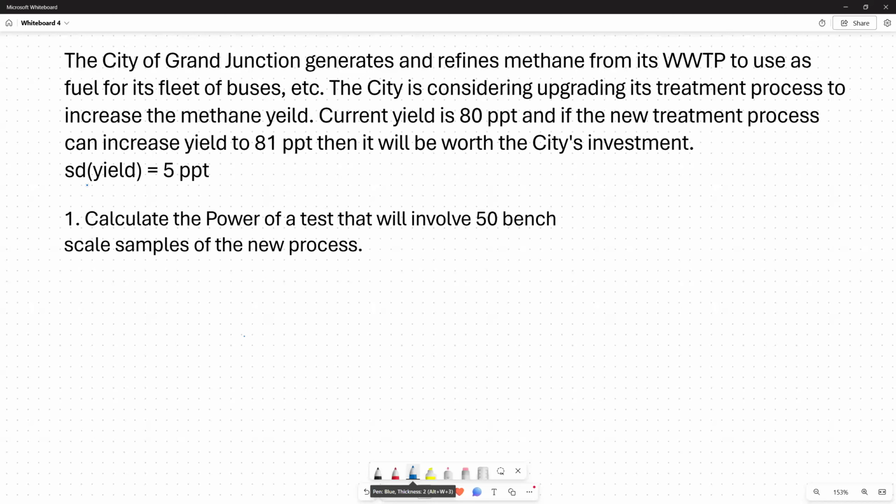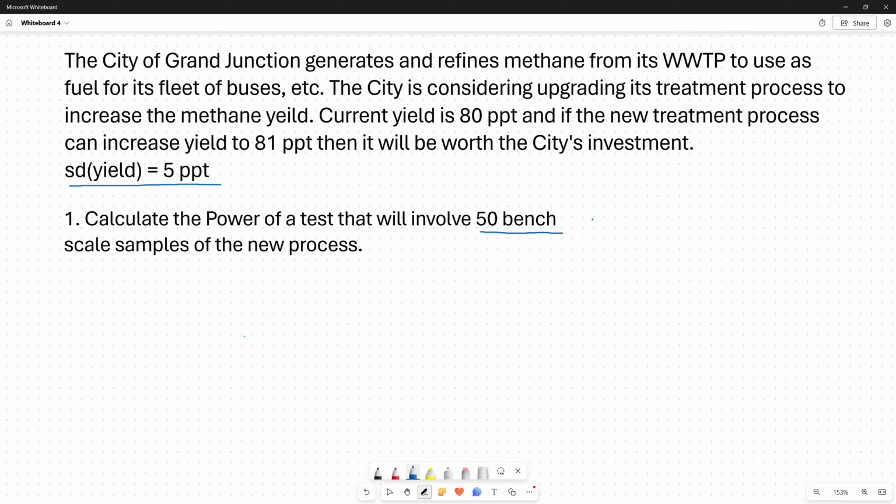All right, so I'll note that the standard deviation based on past measurements of that concentration or yield is 5 parts per thousand. All right, and then we're looking at doing a bench test, right? So we're going to do this lab scale test to figure out if the new treatment process will increase the yield. And we're going to do 50 samples.